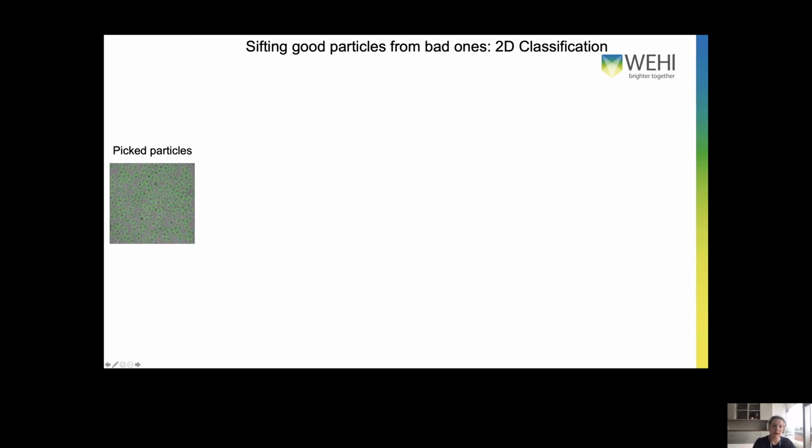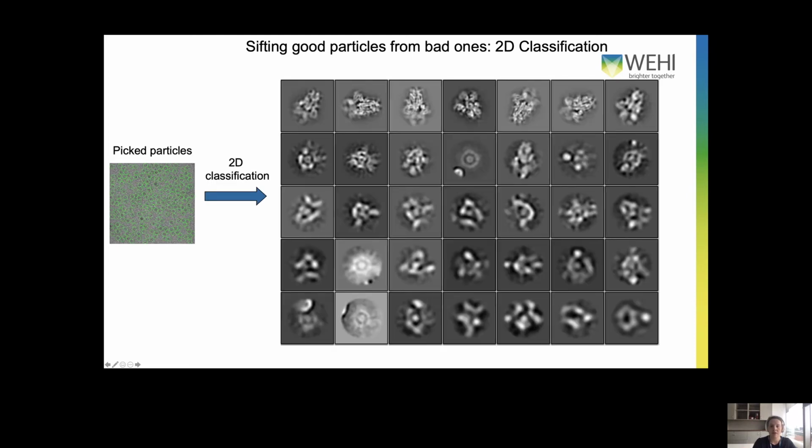Once we have our particles picked, we extract them, and then we perform 2D classifications. This is a way to sort through an enormous amount of particles, identify particles that look good, and group them together in classes. The classes represent the 2D projections of your 3D volume. For example, here, those are the good classes, and the rest is not so good.